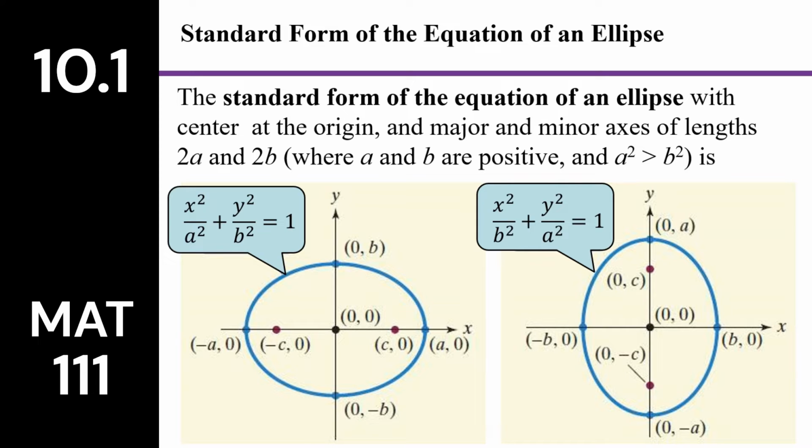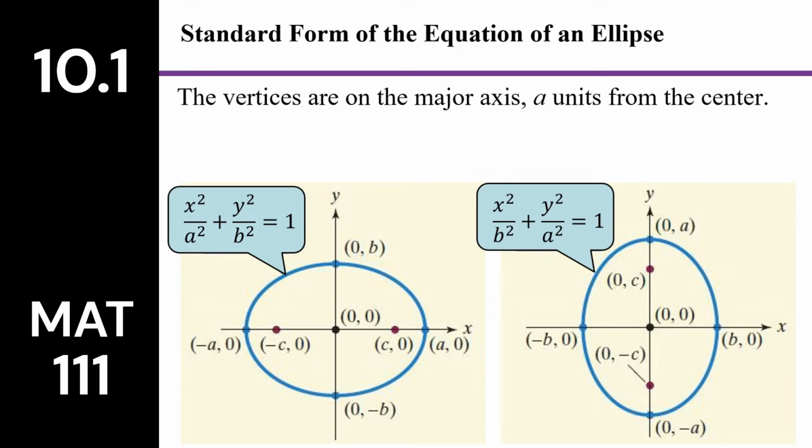On the right, we have x squared over b squared plus y squared over a squared equals 1. So when a squared, the larger value, is in the denominator of the y squared fraction, the ellipse will be elongated in the vertical, the y direction.